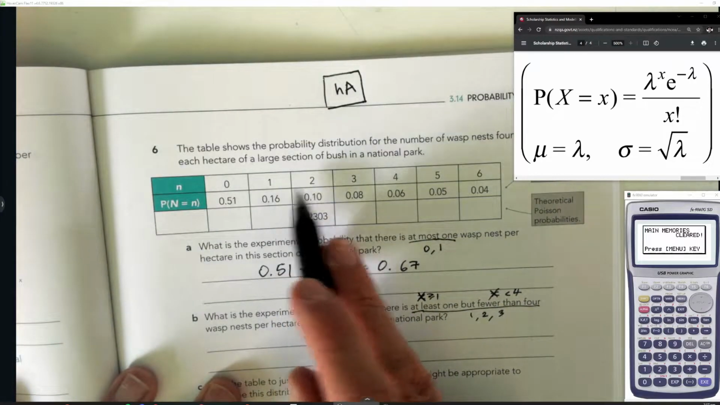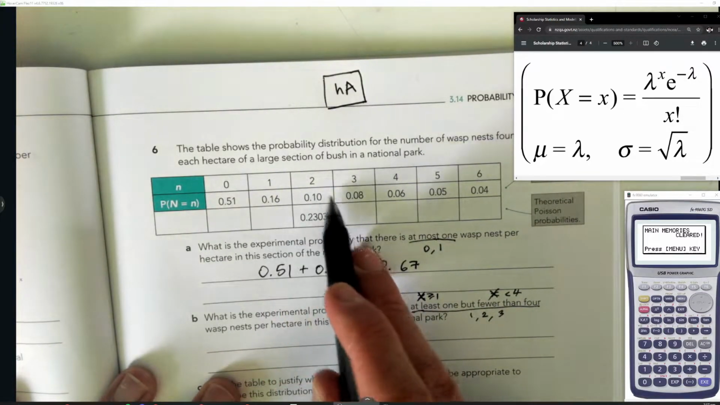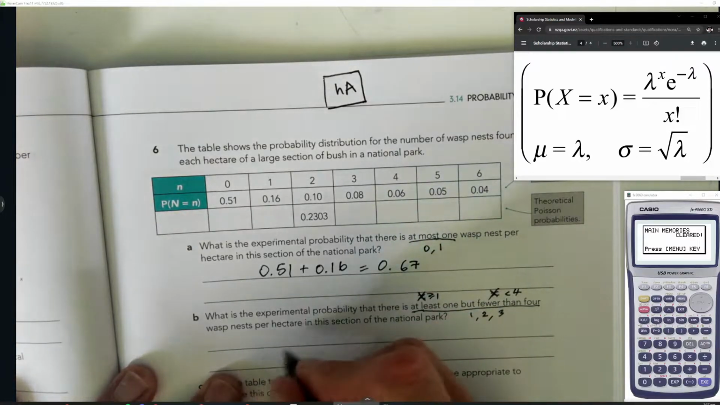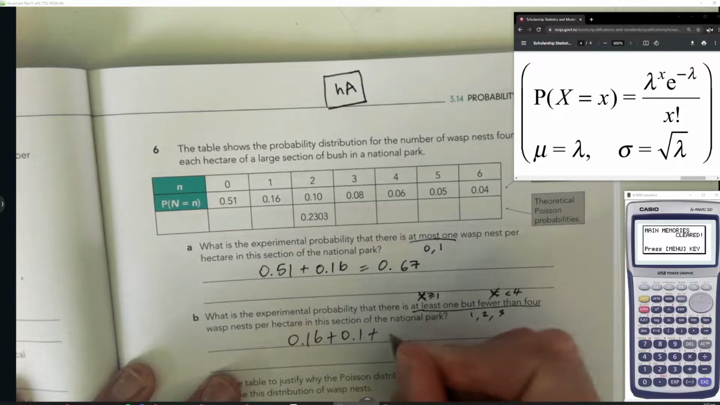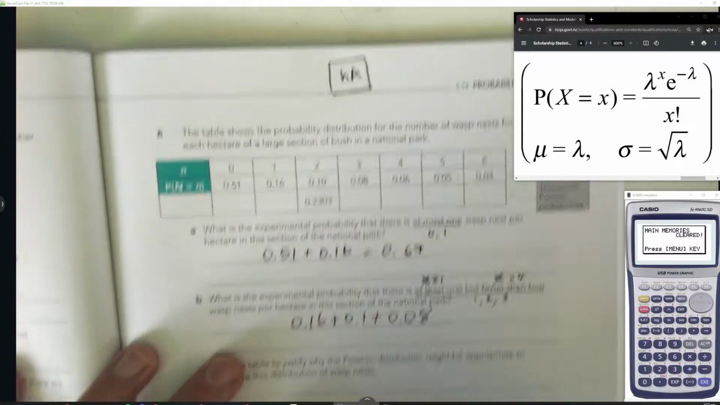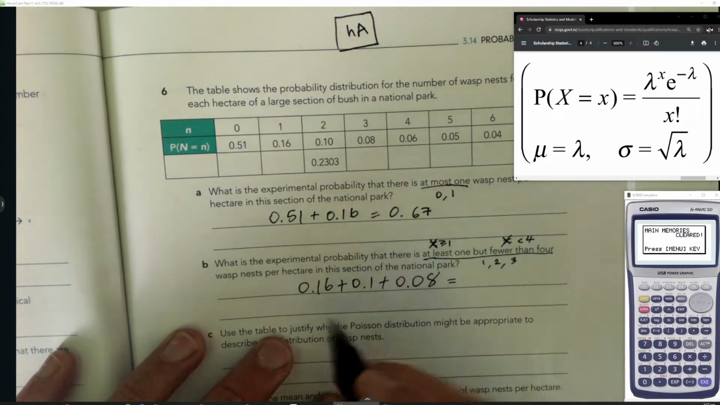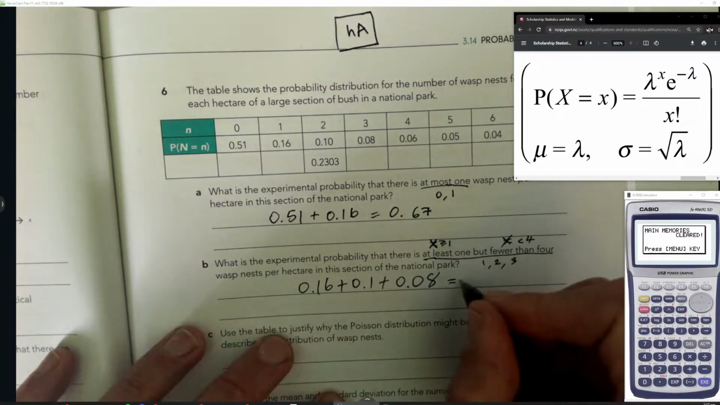So we're just going to add up these numbers, the 1, the 2, and the 3, so 0.16, 0.1, and 0.08. So 0.16 plus 0.1 plus 0.08. Can we do that in our head? 0.24, 0.34. Yep, looks good.